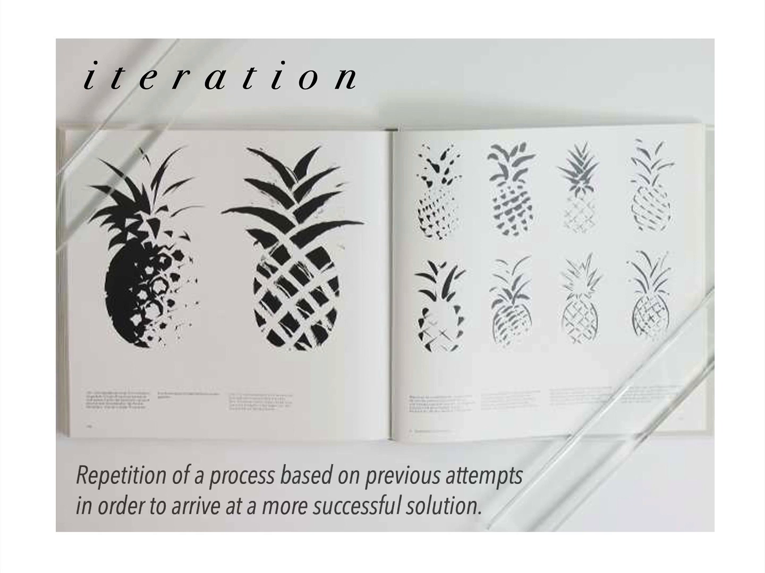Iteration. Repetition of a process based on previous attempts in order to arrive at a more successful solution. So if we look at all of these different ink drawings of pineapples, yes, they all represent a pineapple, but they have different ways of doing it, and some could be argued to be more successful or more visually interesting than others. But it's only through making all of these different versions and exploring variations on a theme through drawing that we can quickly figure out either what is the most successful solution or develop a system and then use that.